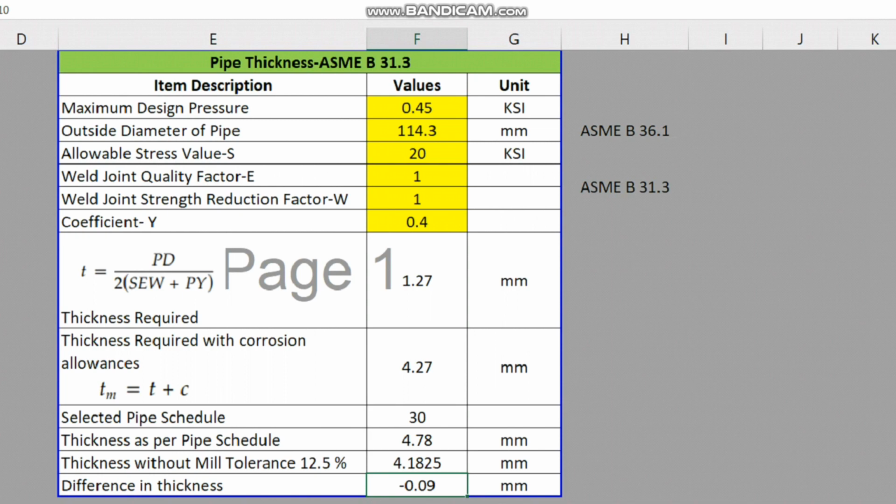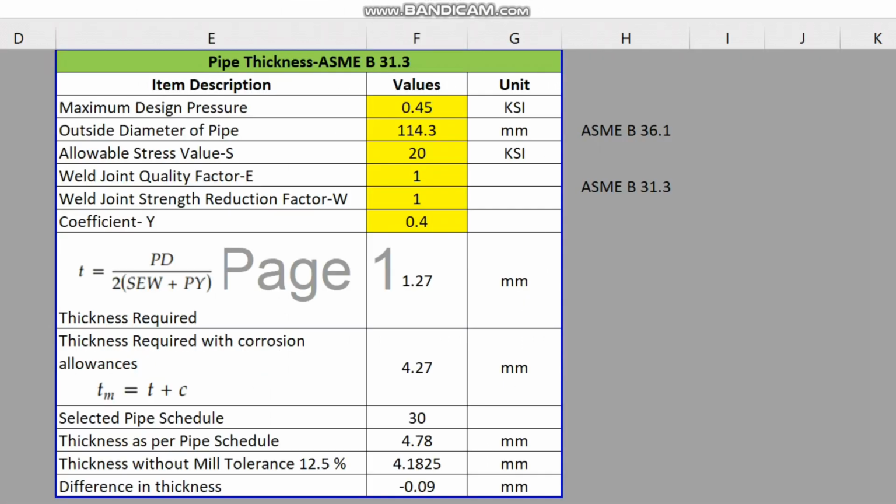We need to go with the next higher thickness. So here you can see we initially selected schedule 30, that is 4.78 mm. The next available schedule is schedule 40 and here the thickness is 6.02 mm. Let's see whether it works or not. So here I am going to change schedule 30 to 40, and the thickness as per the schedule is 6.02 mm. After removing the 12.5% mill tolerance, I am getting 5.2675. I need 4.27 and I am getting 5.26, so I have a margin of 0.99 mm in positive. So this thickness selection is acceptable now.